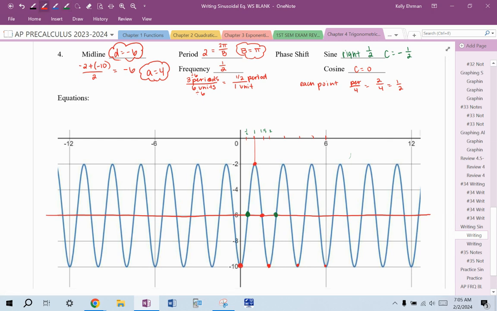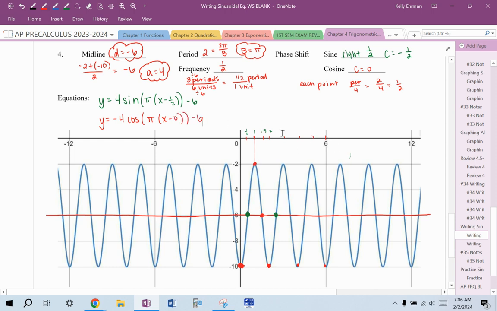When we write the equations, let's start with the sine graph. So y equals, the sine graph I marked off opens up. So it's 4 sine of pi, parentheses, x minus 1/2, minus 6. For the cosine graph starts down below the midline, so it's -4 cosine pi, x minus 0, minus 6.